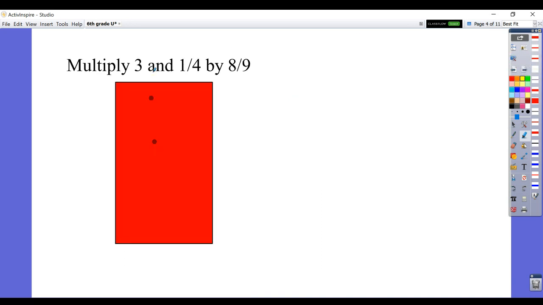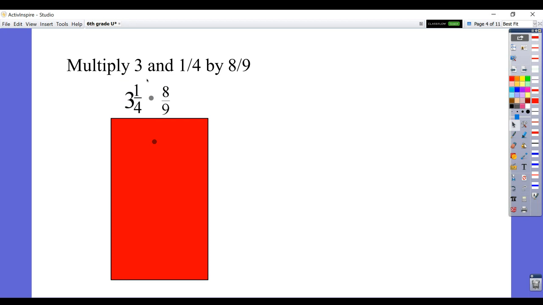Then you're going to be asked to multiply a mixed number by a fraction. So 3 1/4 by 8/9. So again, I rewrote it this way. On a keyboard, it would appear this way, but of course, we didn't have to do it with a computer keyboard. We write it this way. So 3 1/4 times 8/9.